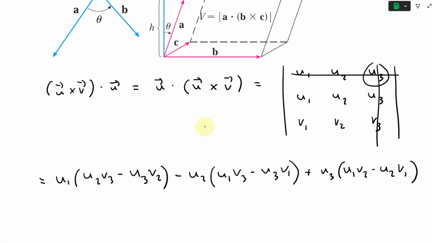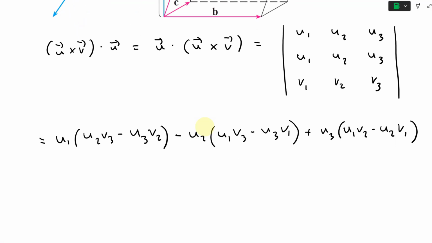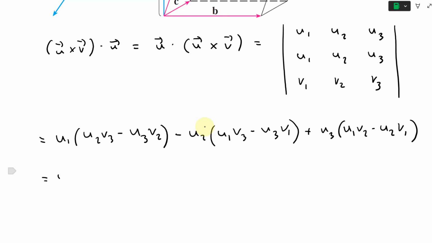Make sure to make it more pointy. So that's what we have. And what we'll do is now just multiply these all in. This is going to equal u1 u2 v3 minus u1 u3 v2.